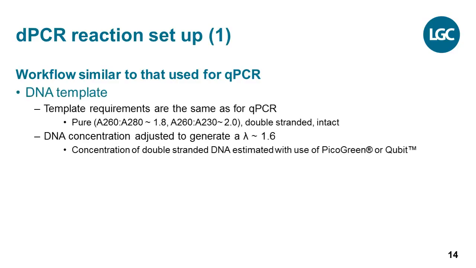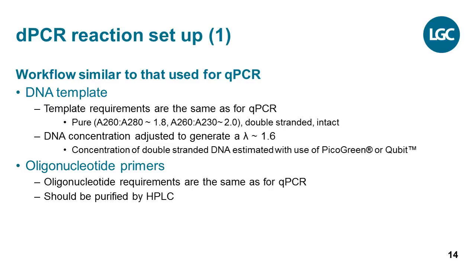A typical digital PCR master reaction mix has a number of components. It will contain a DNA template, which should have an A260 to A280 ratio of 1.8, an A260 to A230 ratio of 2.0, and be at a concentration for double-stranded DNA sufficient to theoretically generate a value for lambda, target copies per partition, of 1.6.